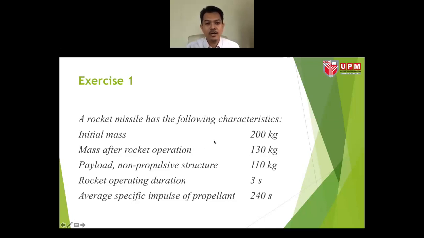Then it has a mass after rocket operation. Once the rocket has used the propellant, the mass after rocket operation becomes 130 kilograms, so 70 kilograms have already been used up. The payload itself, the non-propulsive structure on the rocket, is 110 kilograms, and the rocket operating duration is 3 seconds. This is the duration of the rocket in operation, so this is the T. And the average specific impulse of the propellant is 240 seconds.